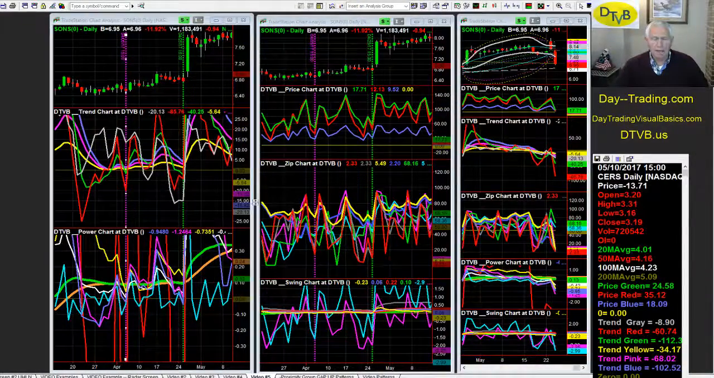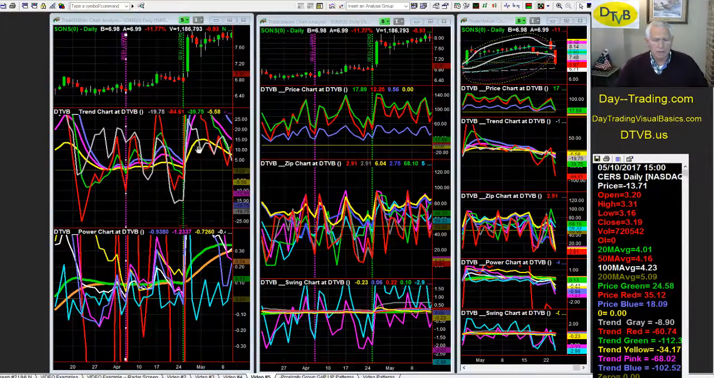Trend gray is an indicator that has... each indicator has different uses, but trend gray has some functions that sometimes we don't readily recognize. And I have on the chart here some examples.